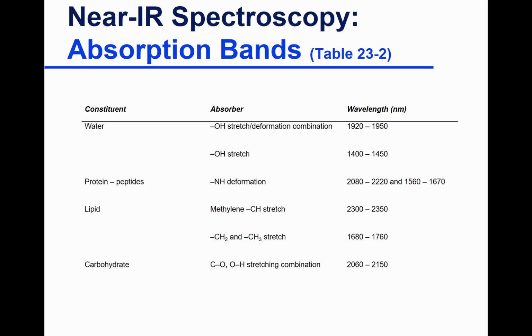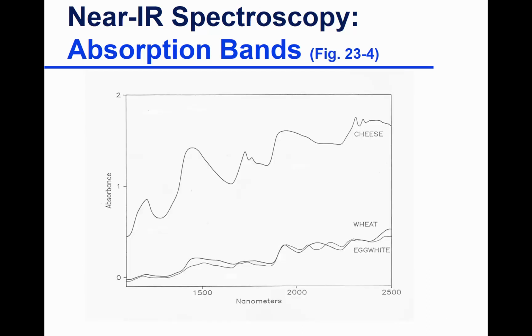So in water, we're measuring OH stretch at two different regions. For proteins, you're measuring amine deformation at also two different regions. Lipid, you measure the methylene stretch in that particular region, and also methyl groups at these two different regions basically. Carbohydrate, you measure the CO and the OH stretching combination at this region. So you can really determine water, protein, lipids, carbohydrate, but there is an overlap between them.